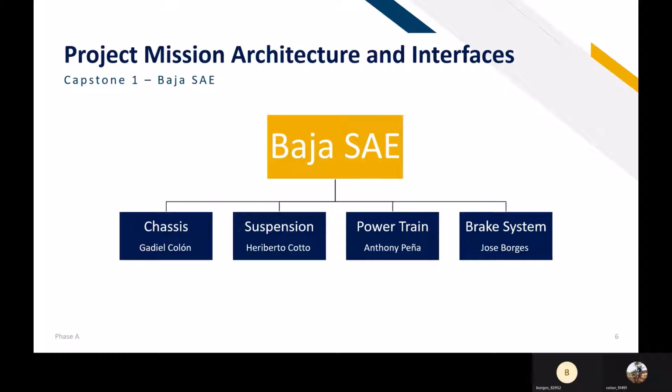These subsystems are the chassis, which will be constructed by my teammate Gadiel Colon, the suspension and steering, which will be analyzed by Heriberto Coto, the powertrain subsystem, which will be analyzed by Anthony Peña, and the brake system, which will be analyzed by Jose Borges.